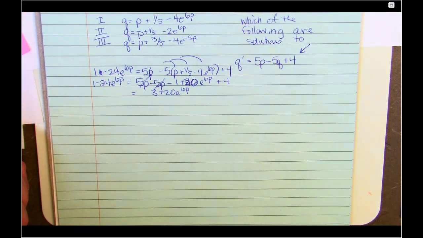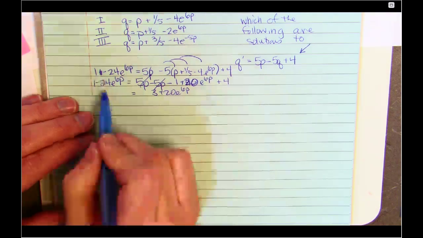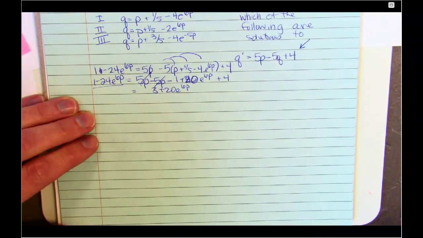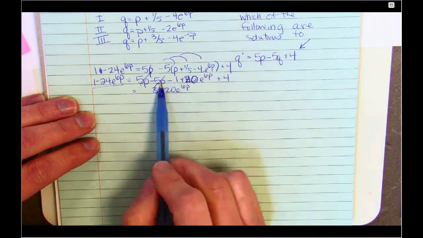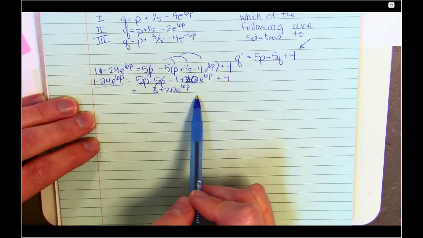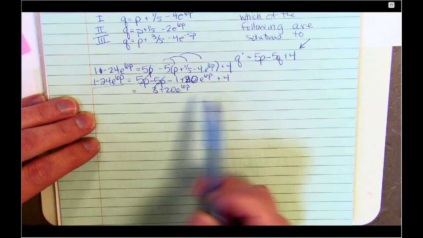And you want to try to be equal. So just mess with the right-hand side and see if you can get it to be equal. And you can't. This is when it's a no. When you distribute, you get 3 plus 20 e to the 6p. That's not equal. So 1 is a no.